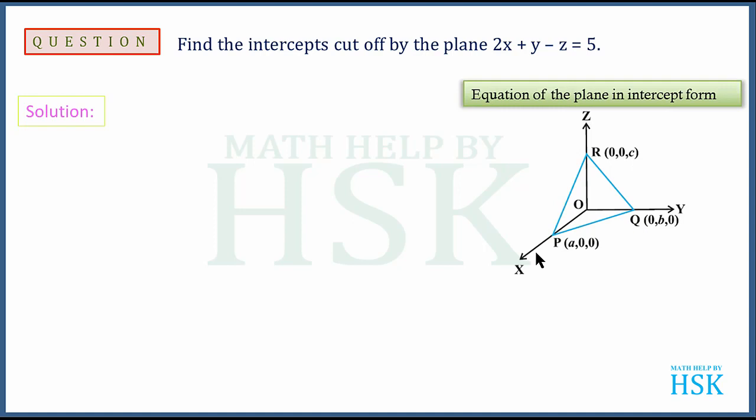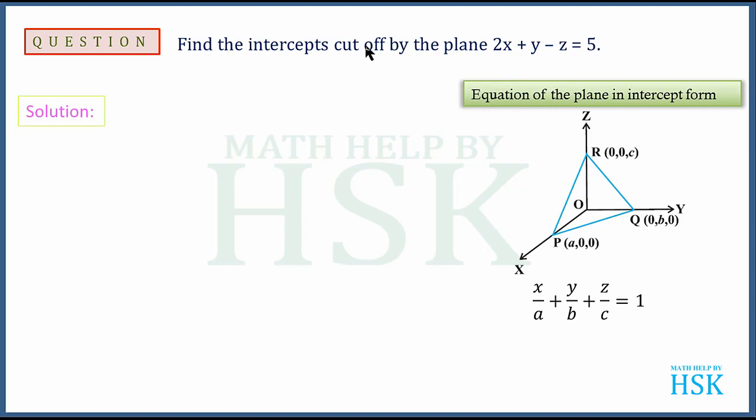One thing more should be noted here: if any axis is negative, for example if we take the negative x-axis, then the x-intercept would be taken as minus A. In this case, A, B and C represent the intercepts made by the plane on the coordinate axes. So the equation of the plane in intercept form would be x upon A plus y upon B plus z upon C is equal to 1.